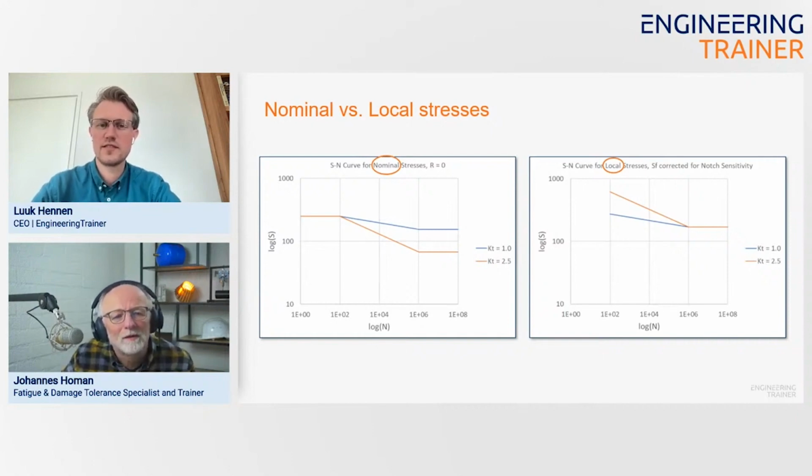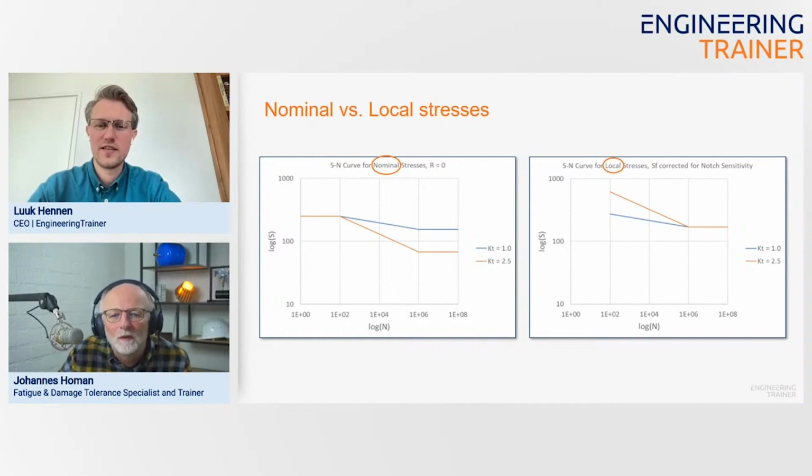Let's have a look at the next slide. We have again this SN diagram, showing the SN curve for KT is 2.5 and for KT is 1, and this is based on nominal stresses. You can also translate this diagram to SN curves for local stresses. Obviously the KT is 1 curve remains the same because you multiply with 1. And the SN curve for KT is 2.5 is multiplied with 2.5. And that gives you this orange curve.